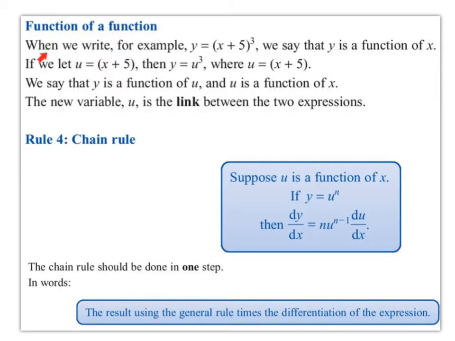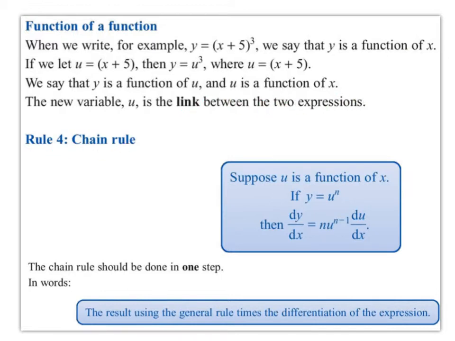Function of a function. When we write, for example, y equals (x plus 5) cubed, we say that y is a function of x. If we let u equal x plus 5, then y equals u cubed, where u is equal to x plus 5. We say that y is a function of u, and u is a function of x. The new variable u is the link between the two expressions.